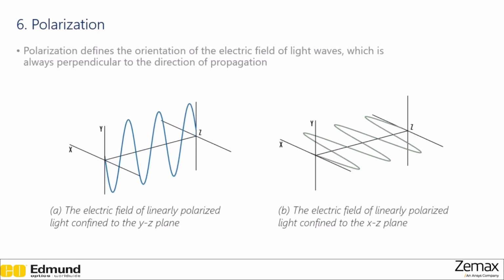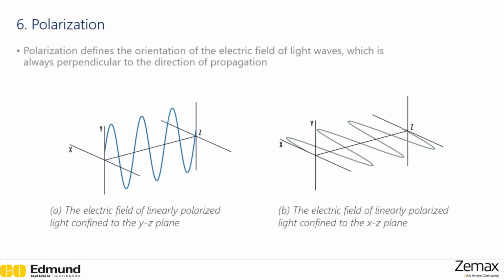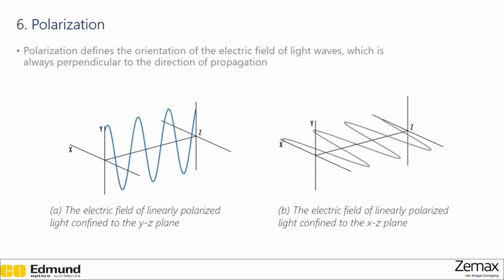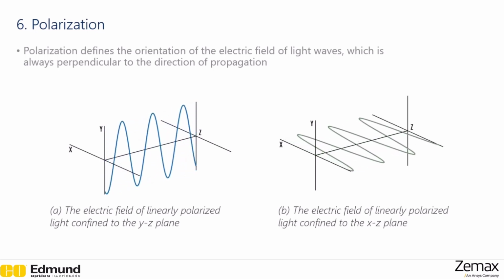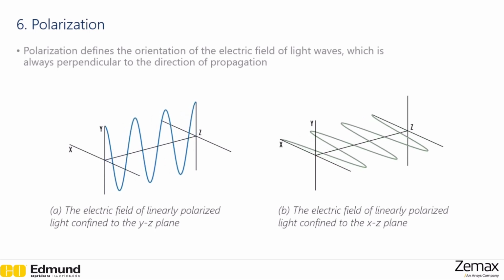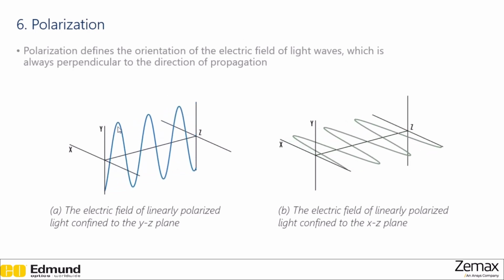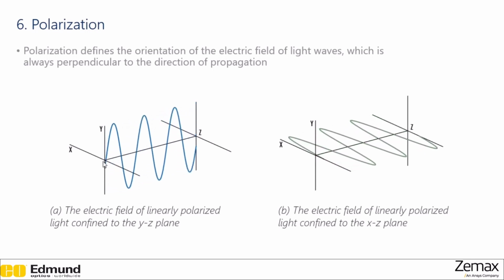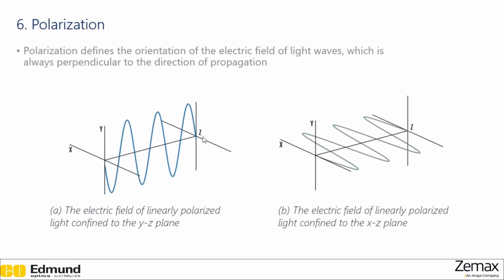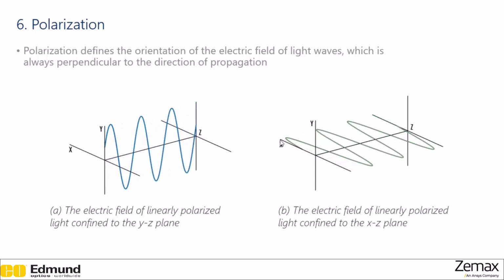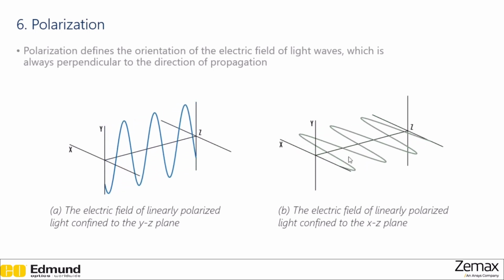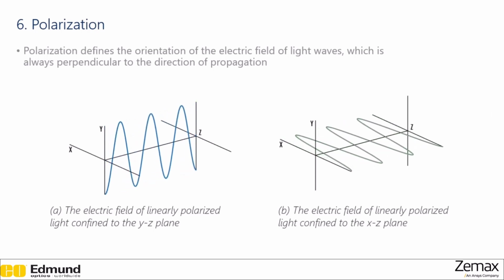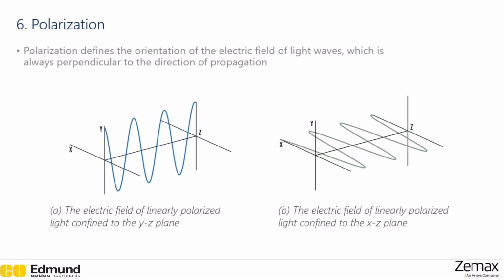Laser light can be polarized. Polarization defines the orientation of the electric field of a light wave. That direction is always perpendicular to the direction of propagation. So for example, on the left here, we have the electric field oscillating up and down in the y direction, while the light propagates in the z direction. Over here on the right, we have the electric field oscillating in the x direction, while the light propagates in the z direction. Both of these are examples of linearly polarized light.